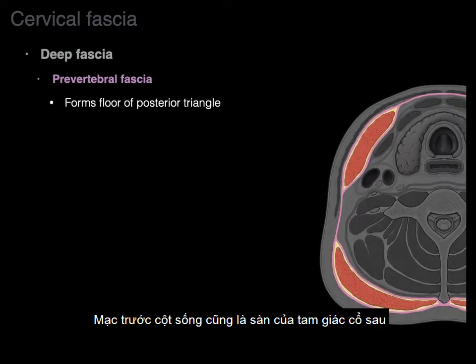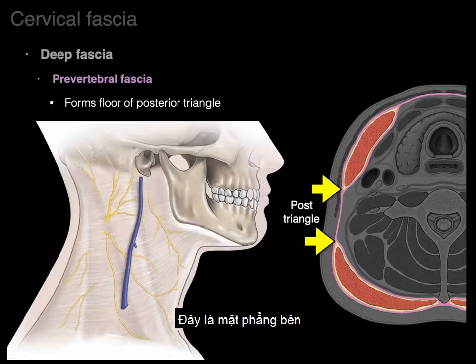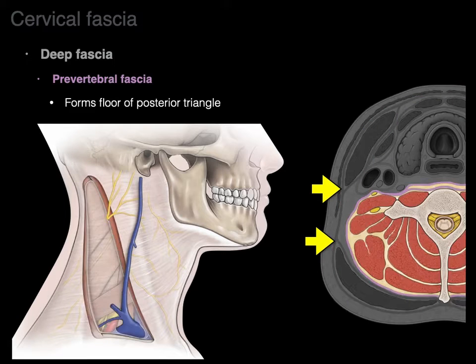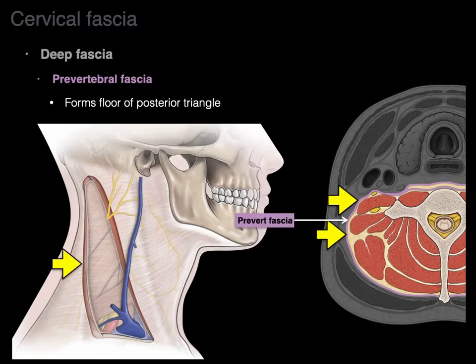It also forms, the prevertebral fascia forms the floor of the posterior triangle. There's the posterior triangle, and there's a lateral view of the posterior triangle, and it forms the floor because watch, when you cut through, shing, right on the floor of the posterior triangle is prevertebral fascia. There's the cut edge. We go down, there's that prevertebral fascia.